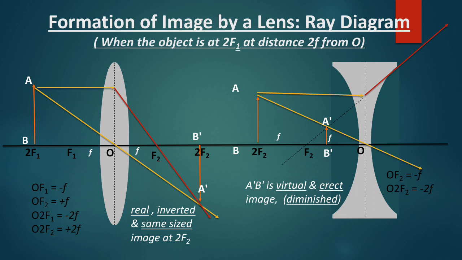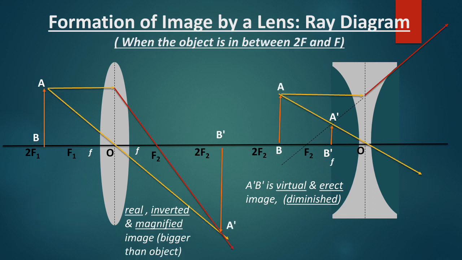So in this way we are putting the object at another position, in between center and focus. So you can see this is what we got. Again here we are getting a real image, but this time it is a magnified image because this image is greater than the object in size.